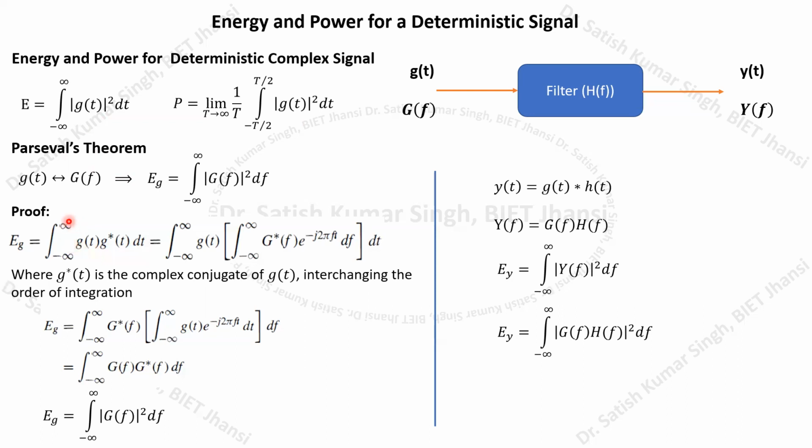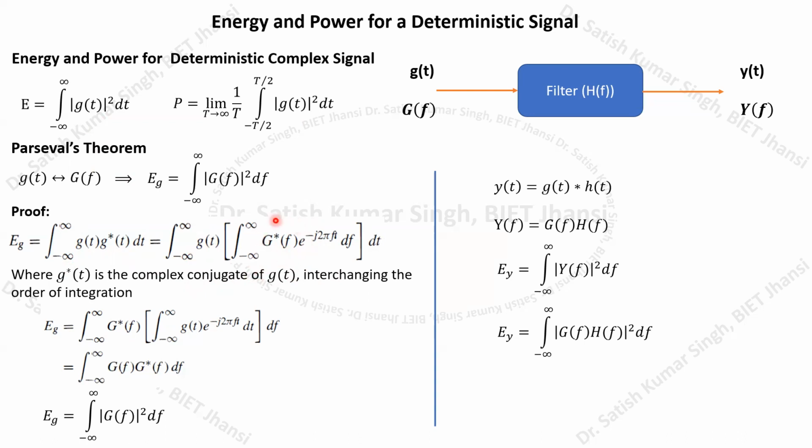Okay, and then we have to integrate it over minus infinity to infinity, right? Then here you can see that I have just replaced this g star t with its equivalent Fourier transform. So here I have written the Fourier transform expression, okay? And then some of the manipulation we have performed here, because both integrations have limits from minus infinity to infinity.